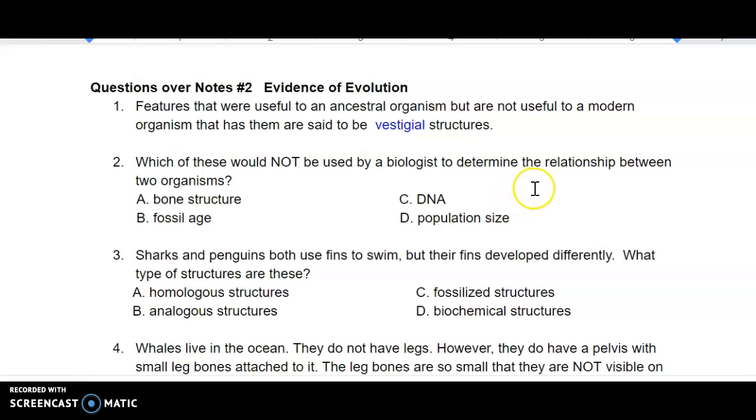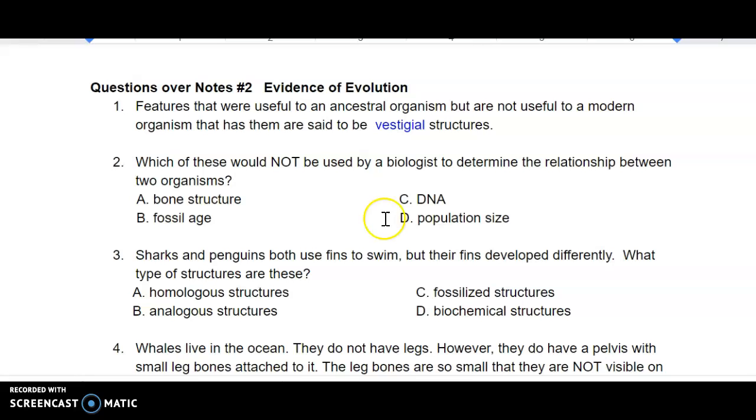Number 2, which of these would not be used by biologists to determine the relationship between two organisms? We can look at bone structure and see if the organisms have a similar bone structure. Fossil age is another way. And DNA, that's down to that biochemical relationship that we looked at before, how similar is the DNA structure, and those base arrangements.